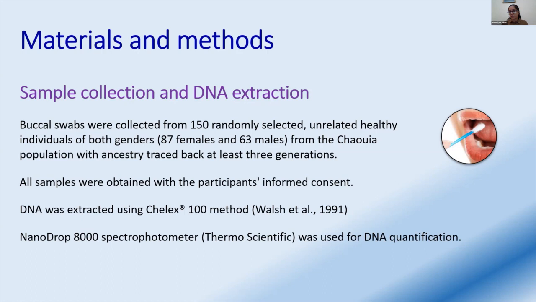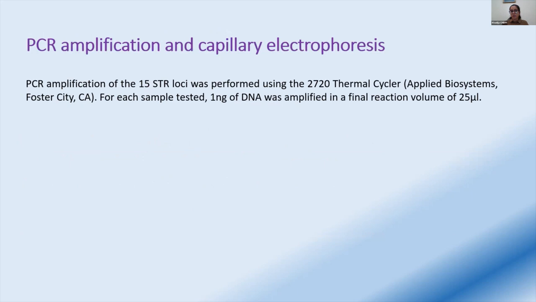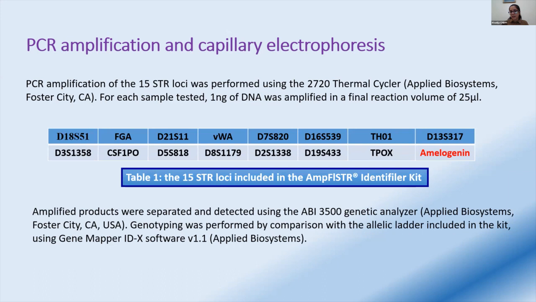PCR amplification of the 15 STRs was performed using the 2720 thermocycler. For each sample tested, 1 nanogram of DNA was amplified in a reaction volume of 25 microliters. The amplified product was separated and detected using the ABI 3500 genetic analyzer, and genotyping was performed by comparison with the allelic ladder included in the kit using GeneMapper ID-X software.